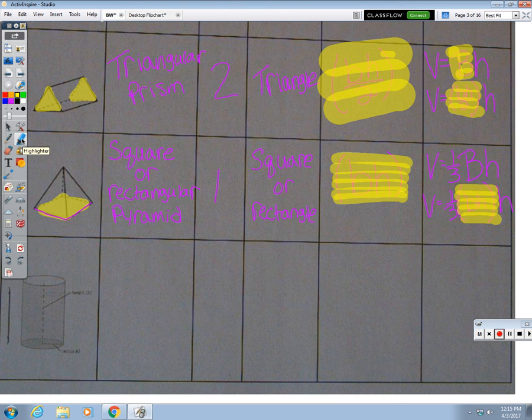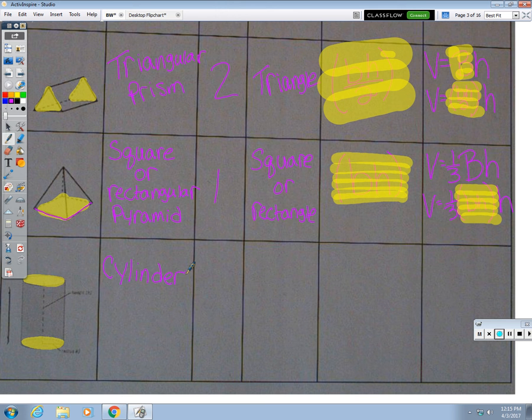Okay, last shape is a cylinder, and what shape are the bases here? Circles. Okay, are they parallel? Yes. Okay, and they're congruent, right? Alright, so what shape do we have? We have a cylinder. How many bases does that have?